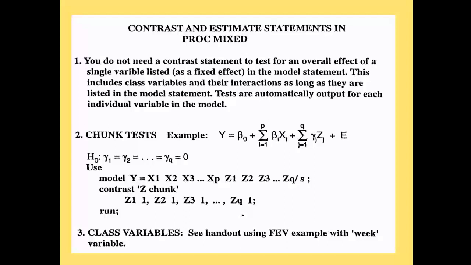Okay? In fact, what if I left the commas off? And I just said, contrast Z1 1, Z2 1, Z3 1, would I be doing a chunk test? And the answer is no. I'd actually be testing for some linear combination of these Z variables, some linear effect of these Z1 variables, whether this linear sum is equal to 0. That's what I'd be testing. And the commas are needed to do a chunk test.